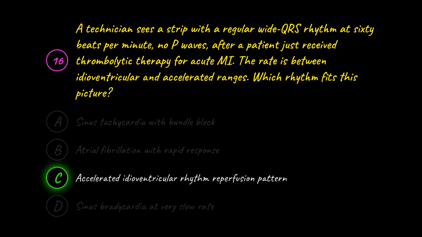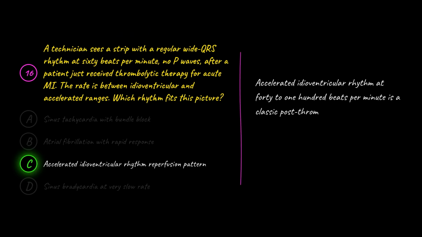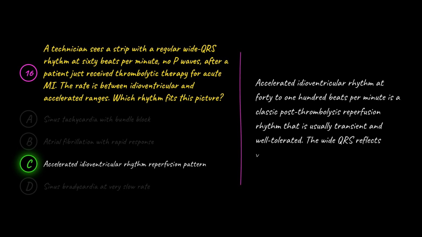The correct answer is C. Accelerated idioventricular rhythm reperfusion pattern. C is correct because accelerated idioventricular rhythm at 40 to 100 beats per minute is a classic post-thrombolysis reperfusion rhythm that is usually transient and well tolerated. The wide QRS reflects ventricular origin while the rate sits above pure idioventricular escape.